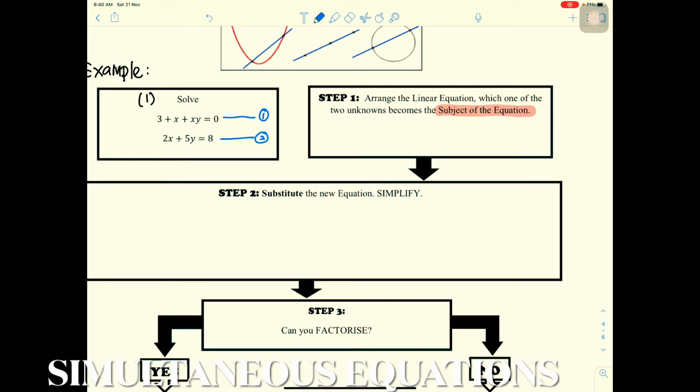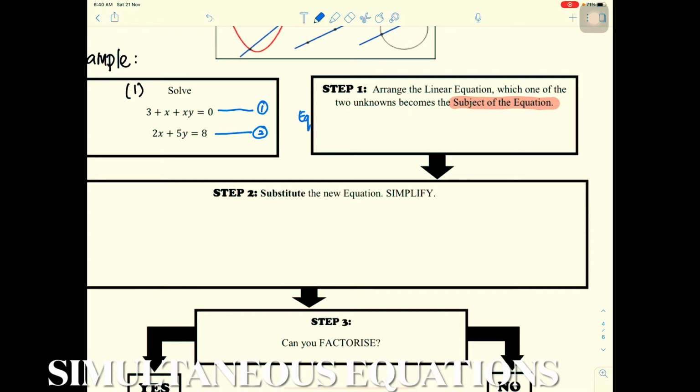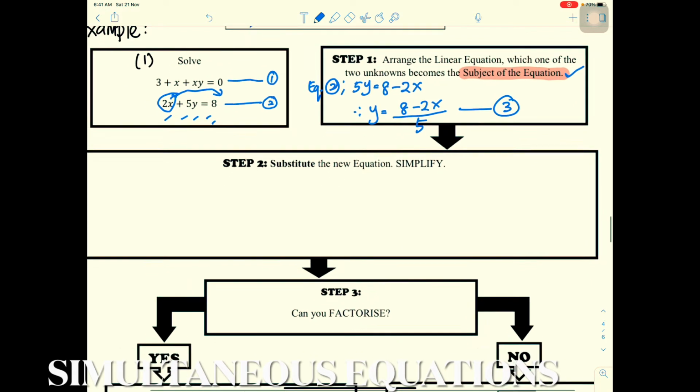From here, only from equation 2 can we make a subject. So from equation 2, 2x plus 5y equals 8. Let's bring 2x to the right-hand side, so we get 5y equals 8 minus 2x. Because we want to make y the subject of the equation, therefore y equals 8 minus 2x over 5, and we name this equation 3.